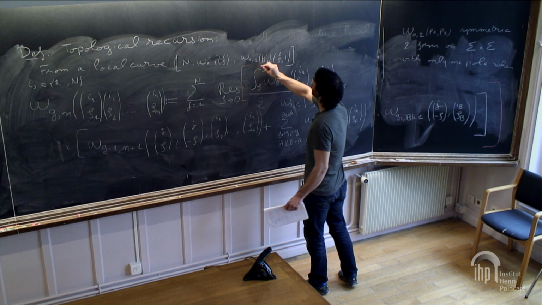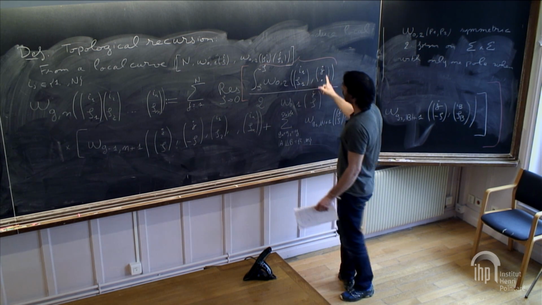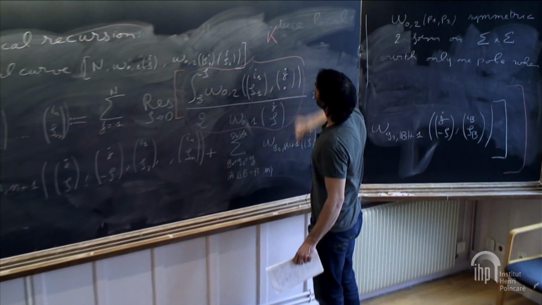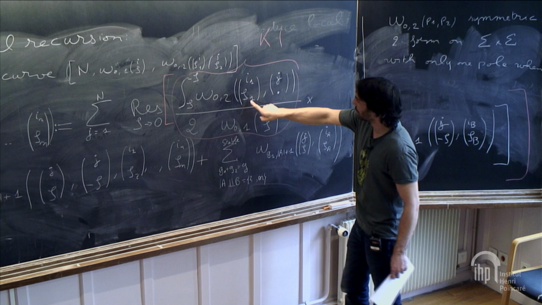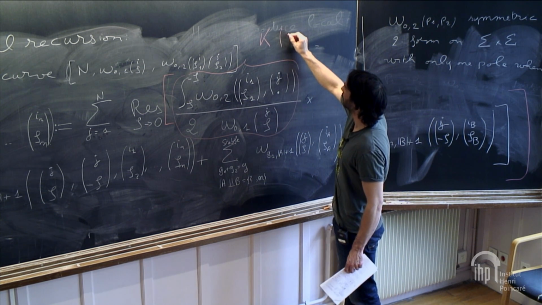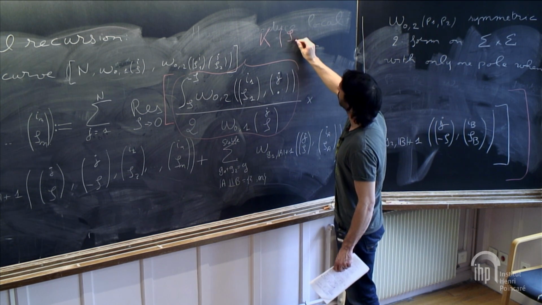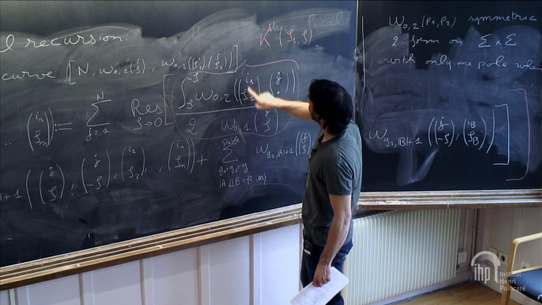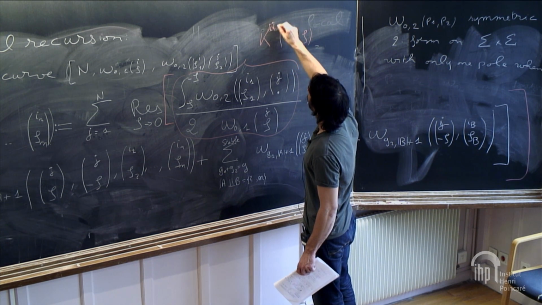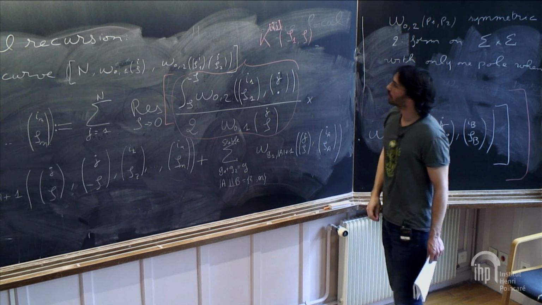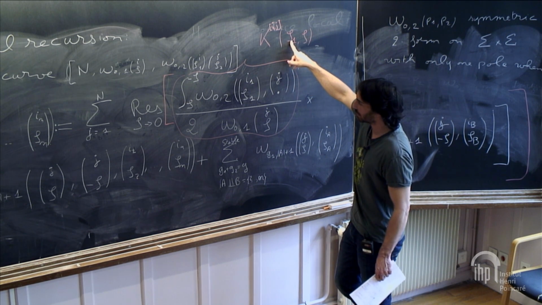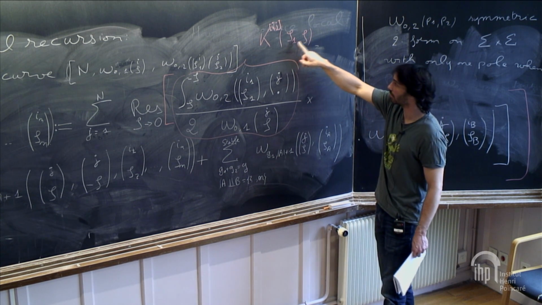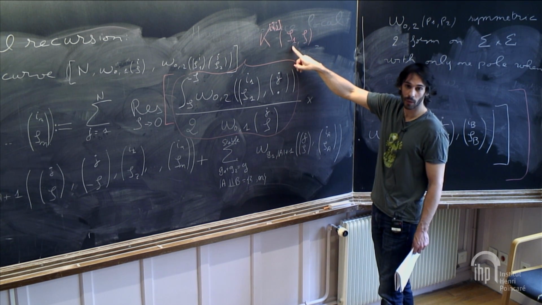For further needs, I will introduce a notation, which is this one. If you consider this part, so what is it? Something which depends on zeta 1 and zeta, and two indices, I1 and J. That's what I will call sometimes the recursion kernel. The first observation is that, watch out, it's not symmetric in the exchange of zeta and zeta 1.